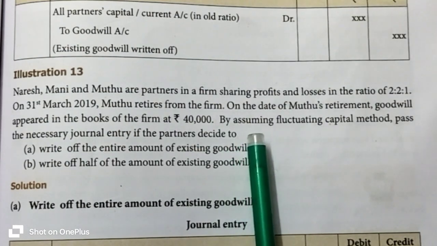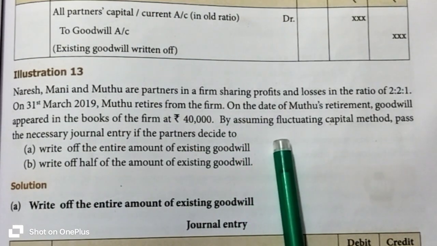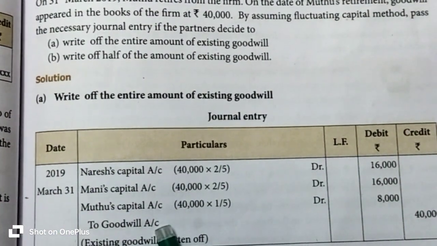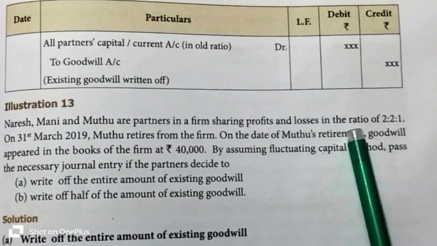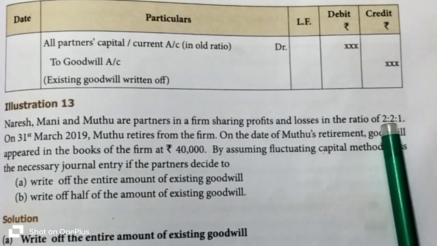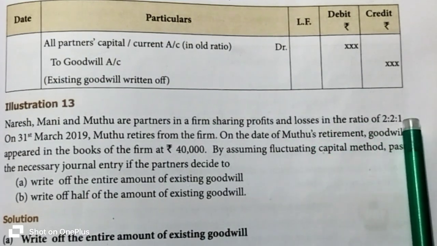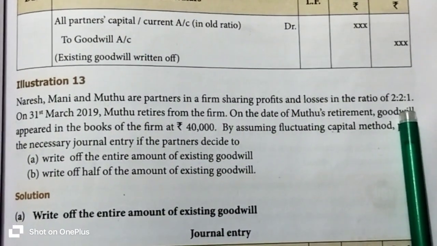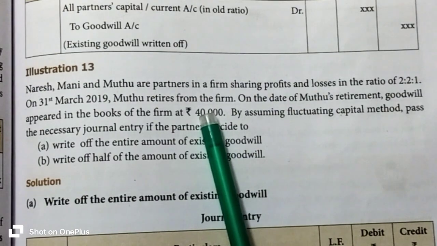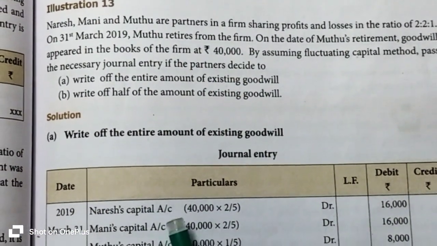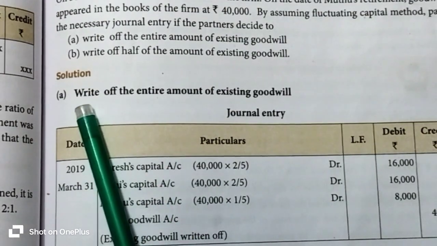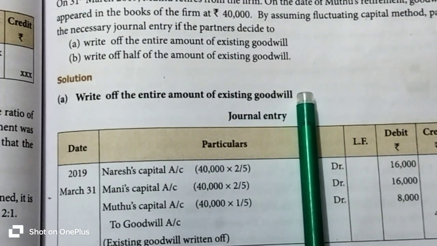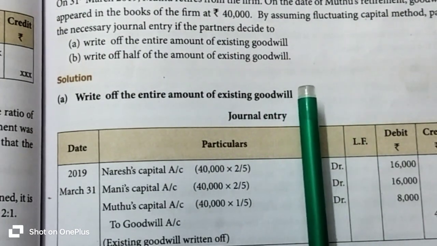So the journal entry is: all partners' capital accounts are to be debited and the goodwill account is to be credited. In which ratio? Gaining ratio. The gaining ratio is not mentioned in the question, so we have to assume the old profit sharing ratio as the gaining ratio. With that gaining ratio, they transfer the entire amount of goodwill into all partners' capital accounts. So if the entire amount of existing goodwill is written off, the journal entry is all partners' capital accounts debit to goodwill account.